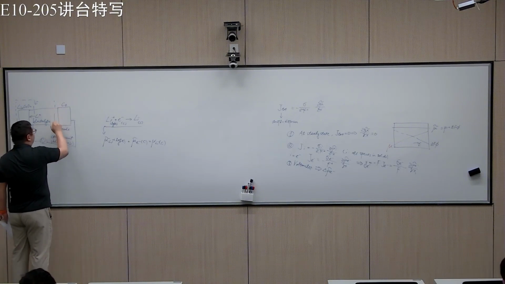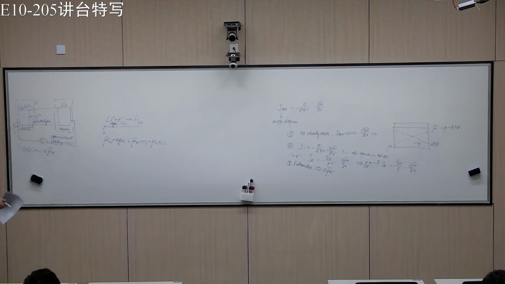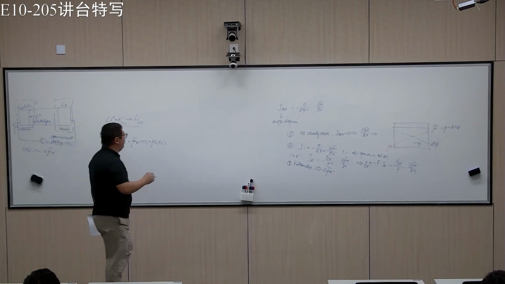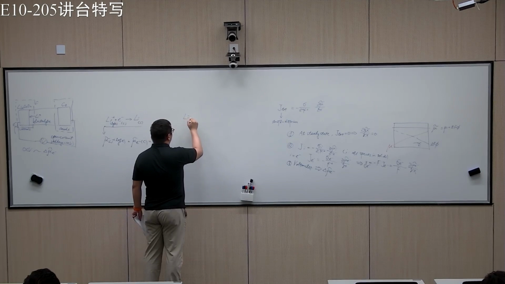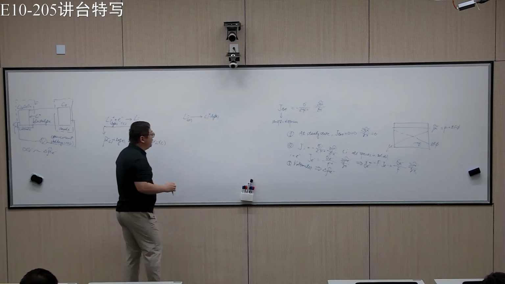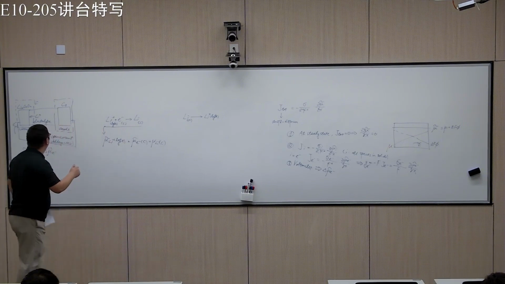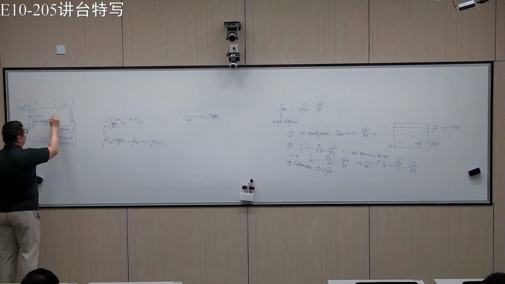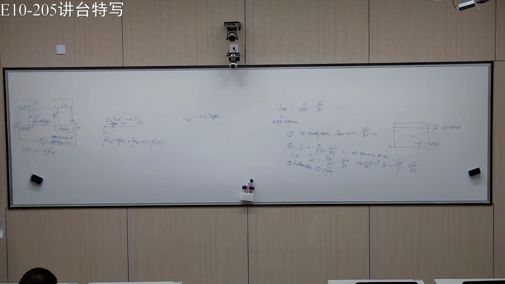You can also do the same thing for the anode. For the anode, you take lithium out. So this is the lithium ion going into the electrode. Basically you take the lithium here, then you supply the electrons, okay?